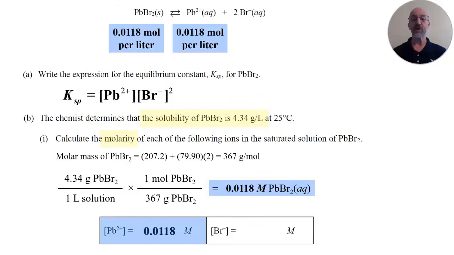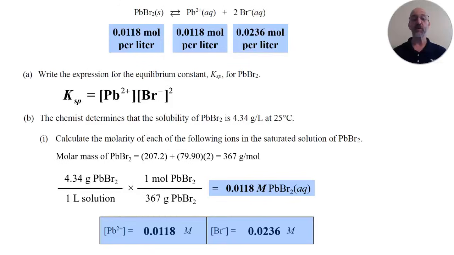But that 2 next to the bromide means that for every 1 mole of the lead ion, there should be twice as much. There should be 2 moles of bromide for every 1 mole of lead. So what I did is I took 0.0118 and multiplied by 2. And when I did that math, I got 0.0236. So that number, 0.0236 moles per liter, would be the concentration of the bromide ion.